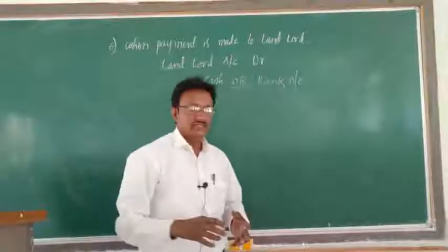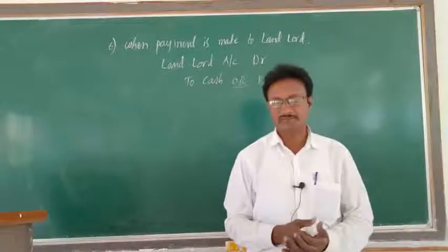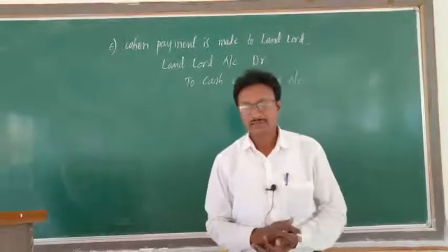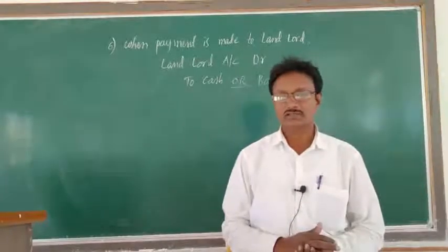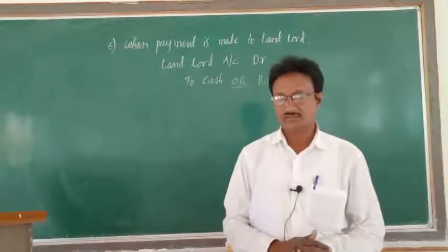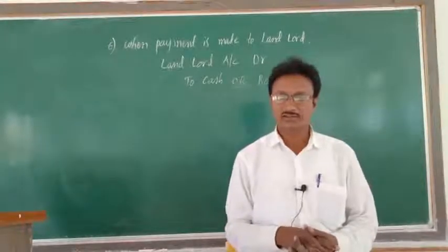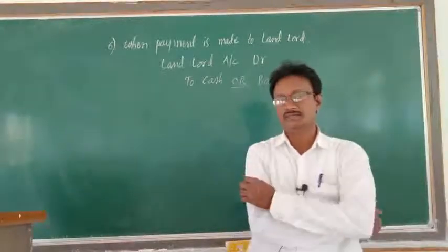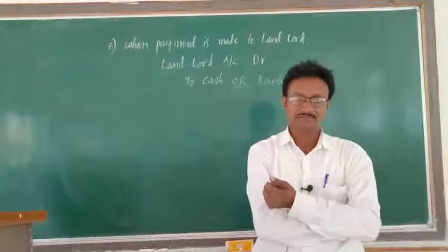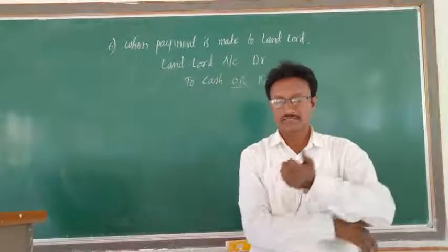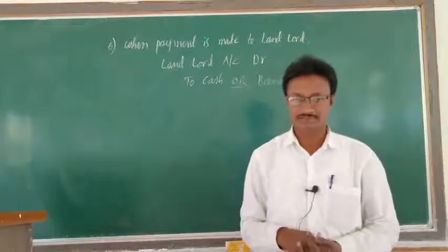Here the landlord is the owner of the right of property in case of mining royalty, and in case of copyright royalty, the owner of the right is the author. So we have to make the entry in the author's account, or we have to credit the author's account first. And in case of patent royalty, the owner of the right is the patentee, so we have to make the entry in the name of the patentee.